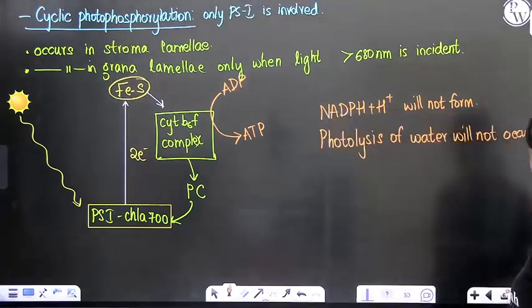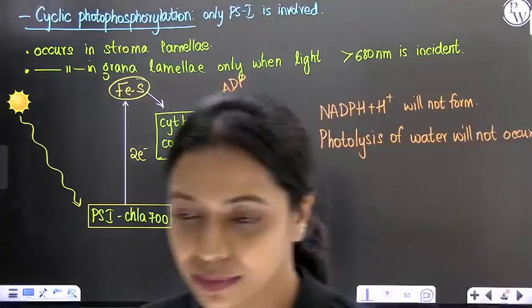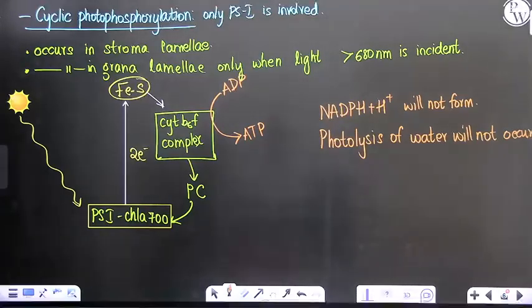Is it clear? Anybody has any doubts? Can you type the difference between cyclic and non-cyclic quickly in the chat?